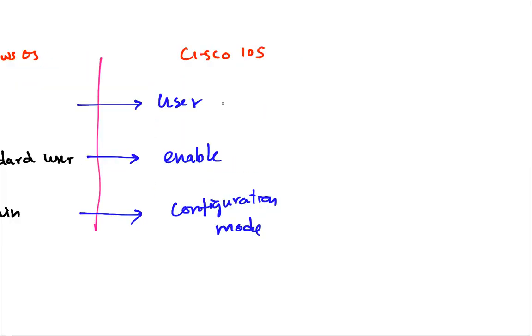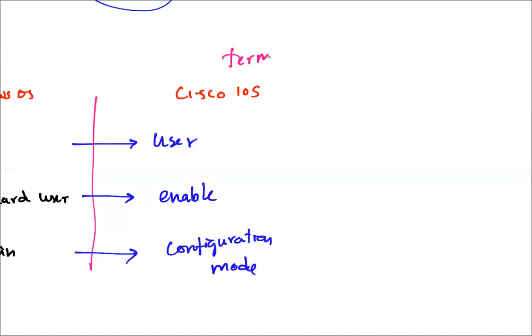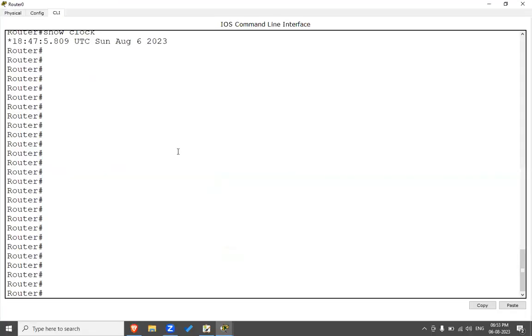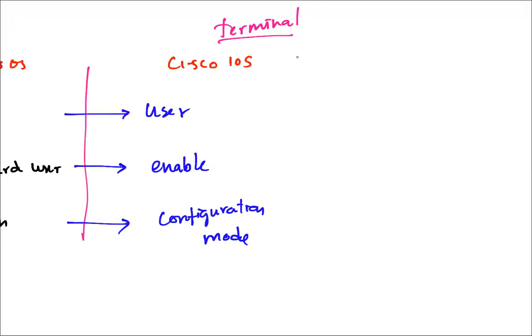Now, how do we identify which mode we are in? Maybe when you take the CLI terminal of the router, how will you know that you are in the user mode, the enable mode, or the configuration mode? If you have any doubts, please wait. Let me explain this, and then your doubt will get cleared. Now, how do we identify which mode we are in?